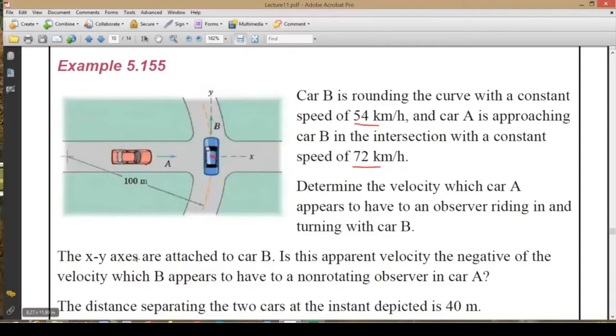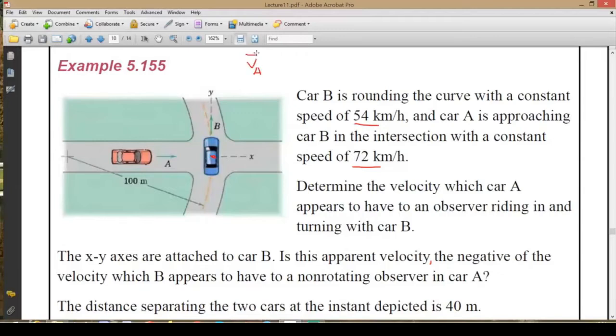There's an extra question here. The xy axes are attached to car B. Is this apparent velocity, there should be a comma here, the negative of the velocity which B appears to have to a non-rotating observer in car A? Now, to answer that question, we need to write out our equation. So let's write out our first equation.